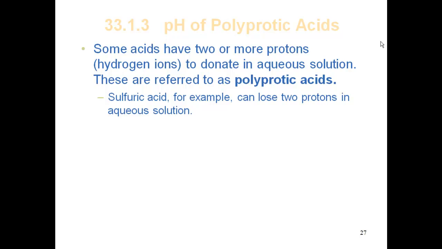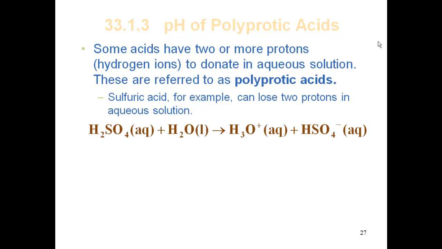So let's take sulfuric acid, for example. It basically has, first ionization, you have H2SO4, your sulfuric acid. It's going to donate 1 proton, and when we do polyprotic acids, we do 1 proton at a time. So it will donate 1 proton, which forms hydronium ion and HSO4 minus.